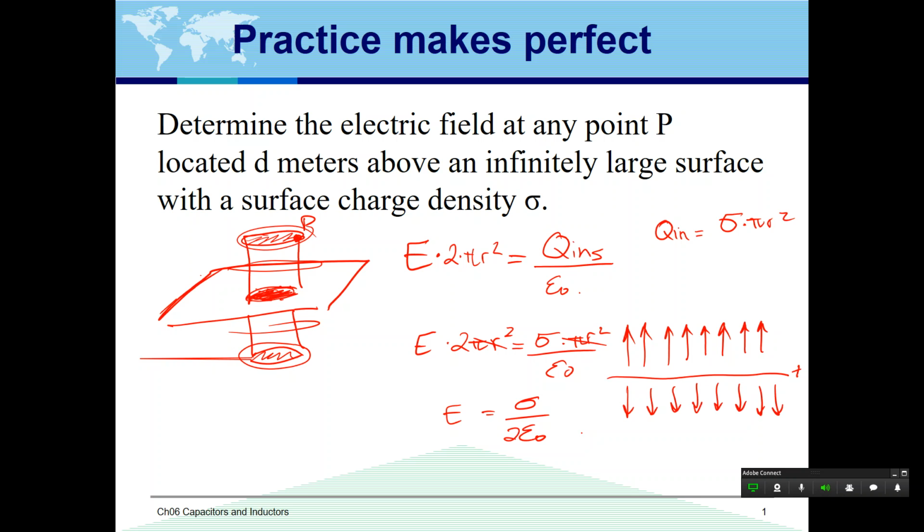Now let me ask you guys a question. In this expression, the one that we derived, E is equal to sigma over 2 epsilon naught, is the distance, how far you are from the plate, relevant? It's actually not relevant, all right? As long as you're not so far away that your infinite surface doesn't look like an infinite surface anymore.